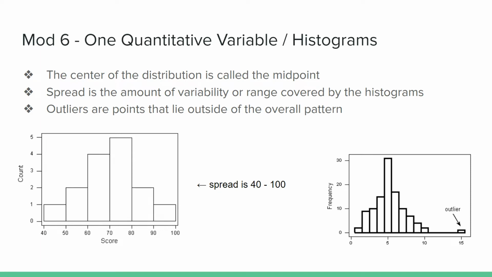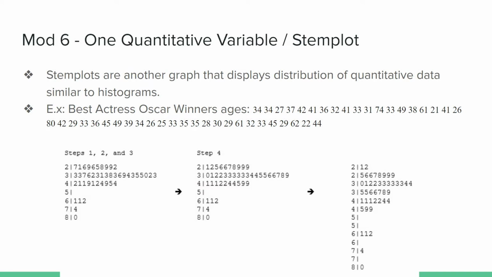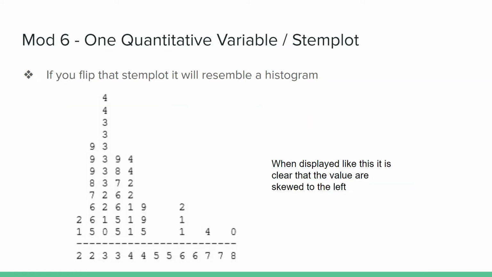There are a lot of qualities of histograms, like midpoint being the center of the histogram, spread being the range covered, and outliers being points outside the general shape of the graph. Histograms are similar to stem plots, which display distribution of quantitative data. Flipping the stem plot will make it resemble a histogram, as you can see.